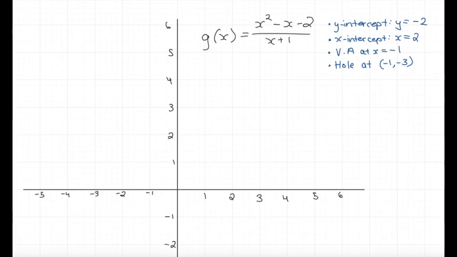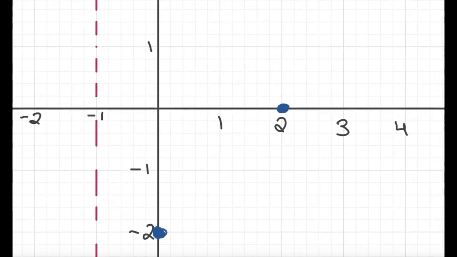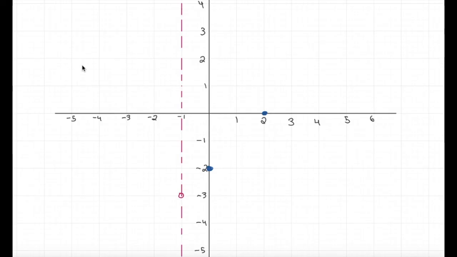We now draw our Cartesian plane, keeping in mind all of the different factors that we have determined throughout our process. We first draw our vertical asymptote at x equals minus 1, and then take note of the points that we have, so the hole at minus 1 and minus 3, as well as our y-intercept and our x-intercept. The final thing we do is draw our function.